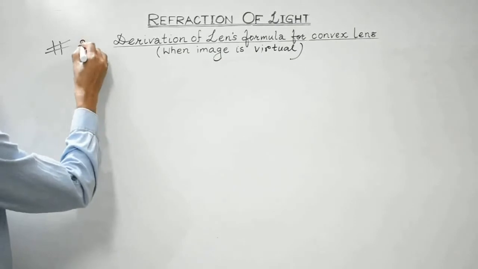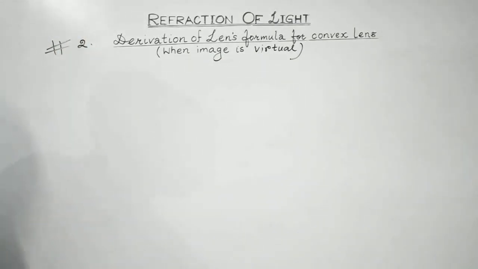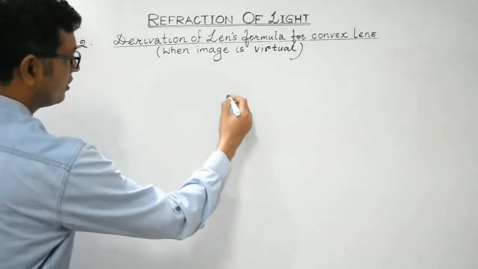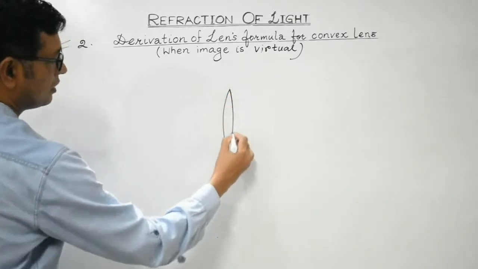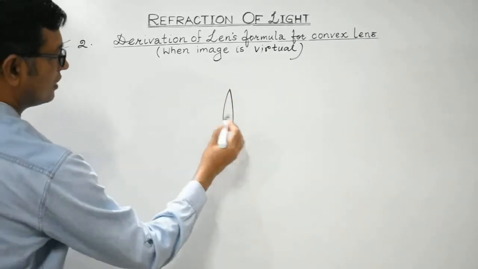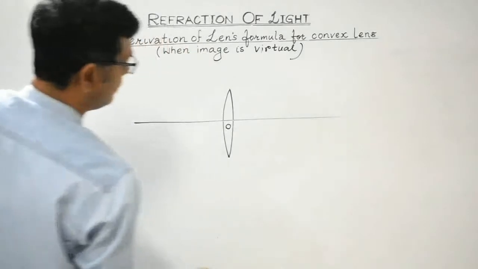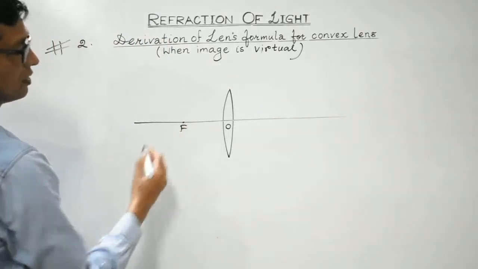And this is case 2. Let's draw the ray diagram first. So this is the ray diagram. This is the lens, convex lens, this is the optical center. This is the principal axis. This is, suppose, the focus.